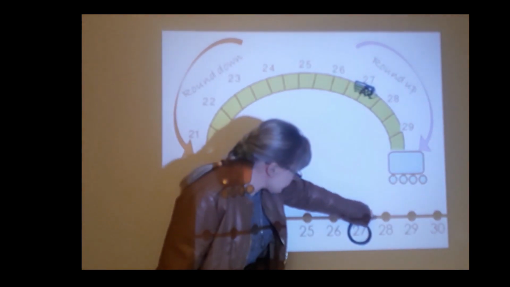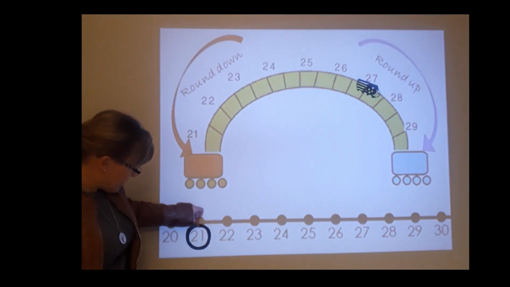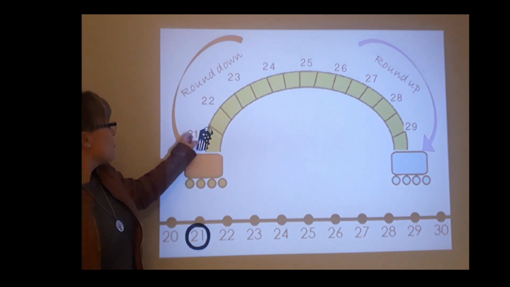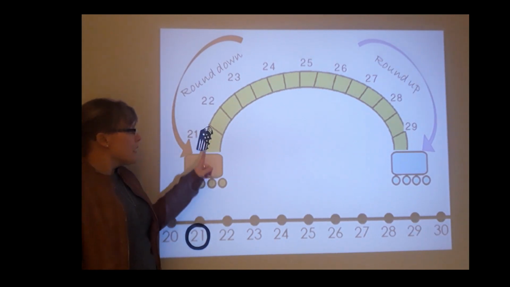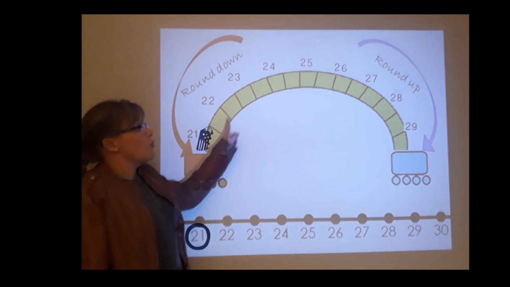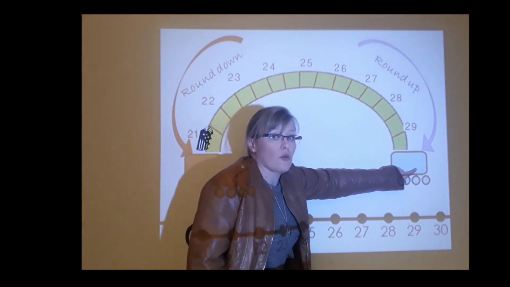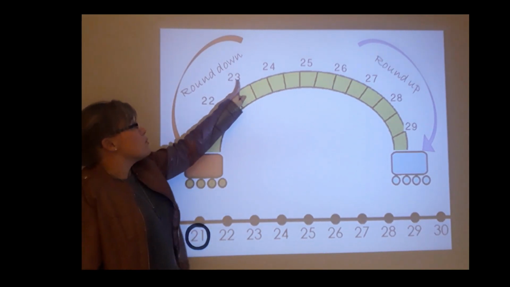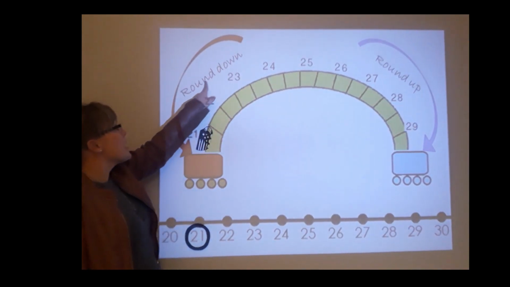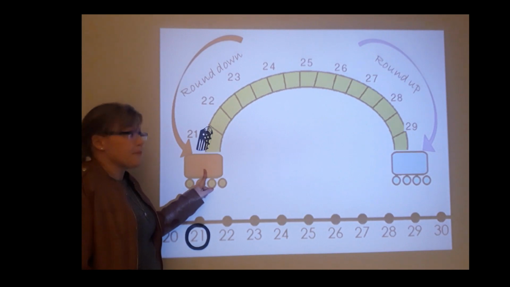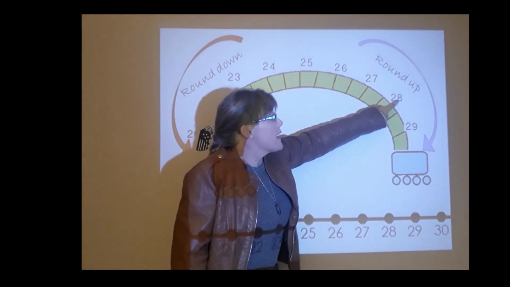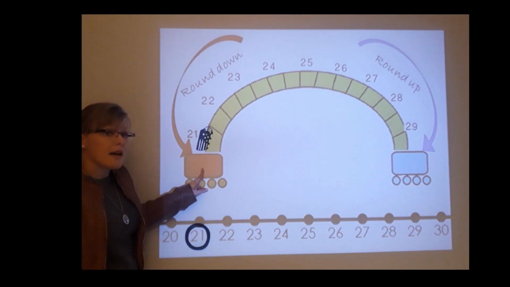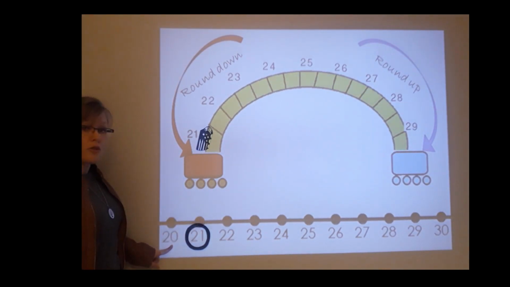Right, let's do another example. Let's do 21. My roller coaster is here at 21. Will my roller coaster fall back down to 20, or will it go all the way to 30? Which one is it closer to? So remember, what did we say? If it ends in a 1, 2, 3 or 4, it rolls down, we round it down to 20. But if it ends in a 5, 6, 7, 8 or 9, then it will go to 30. This one is at 21, so it is closer to 20. So it will move to 20.